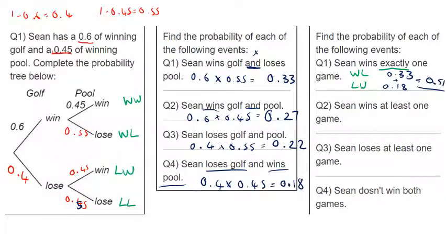Question 2. Sean wins at least 1 game. So to win at least 1, you could win and then lose, you could lose and then win, or you could win and then win. So we add all of these options together. So win and then lose was 0.33. Lose and then win is 0.18. And then finally, win and then win is 0.27. So we add these options together because it's this or this or this, giving a final answer of 0.78.